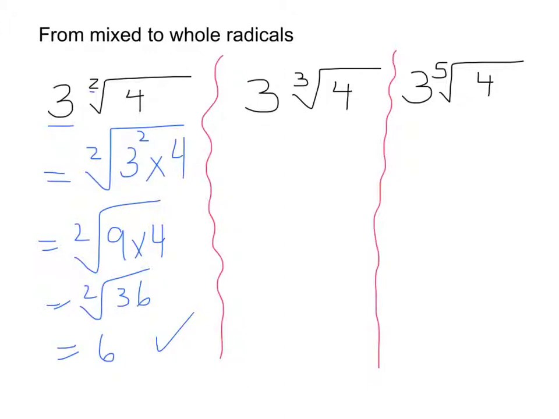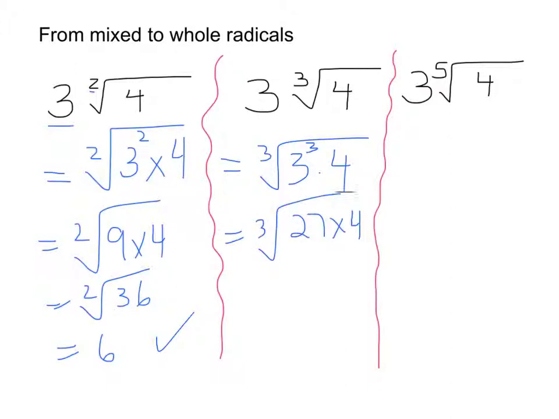3 times the cube root of 4. So again, we keep the same structure with 3 as our index. Then we take what's on the outside and we raise it to the index and we multiply it by 4. So that's 3 times 3 is 9 times 3 is 27 times 4, which is the cube root of 108.